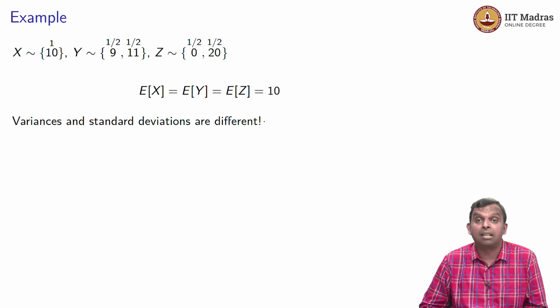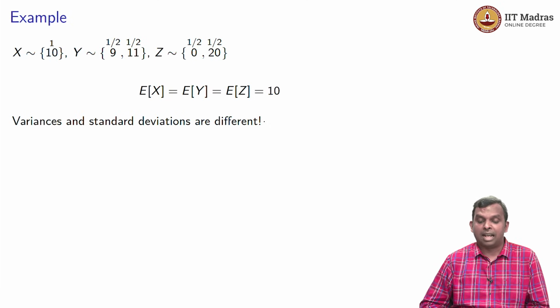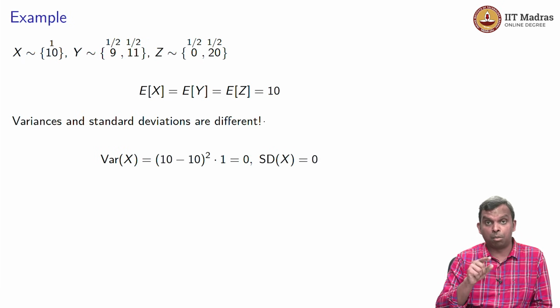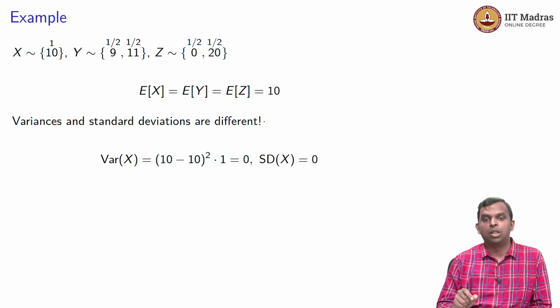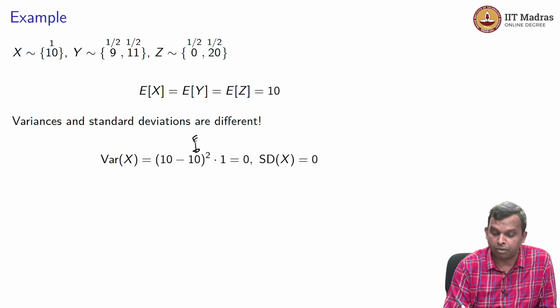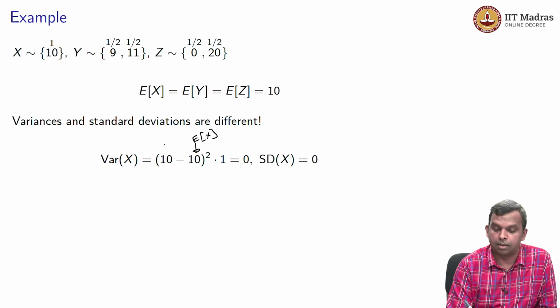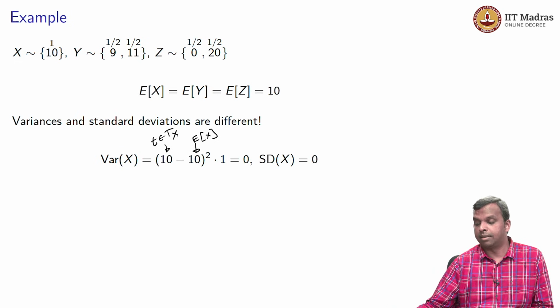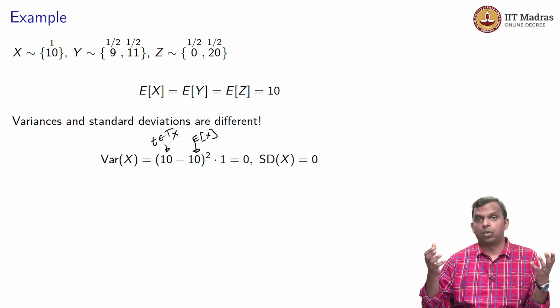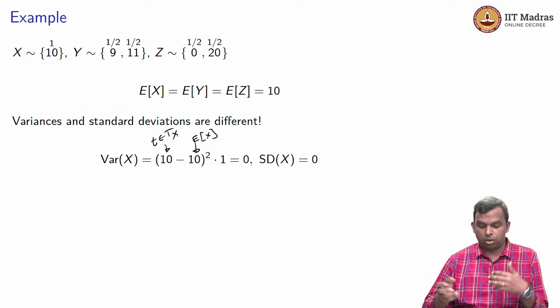So this is the basic motivation for the definition. Let's go back to our example where we had these three random variables which have the same expected value, but their variances and standard deviations are different. You can do this calculation very easily. Variance of x: you have to sum over all values in the range of x, which is just 10. So it's 10 minus 10, where the other 10 is the expected value of x. There's only one value, so you get 0. The variance is 0, standard deviation is 0. So variance is 0 means the random variable is a constant. Anytime a random variable is a constant, variance will be 0. Anytime variance is 0, the random variable is a constant. Both of those are true.